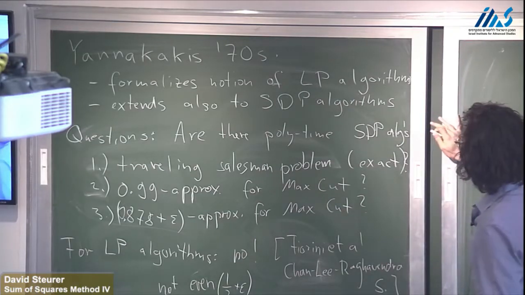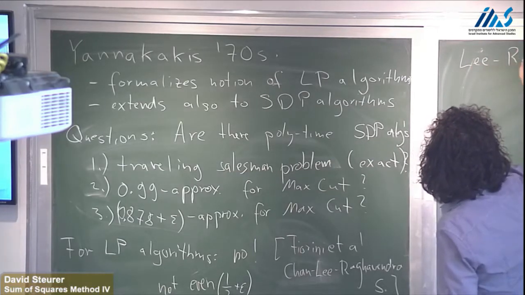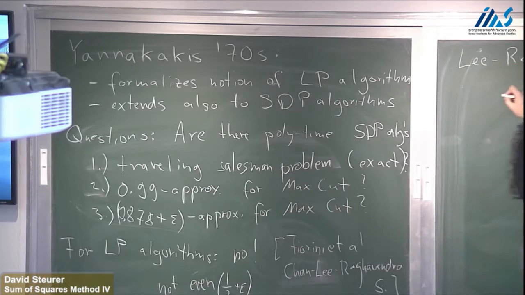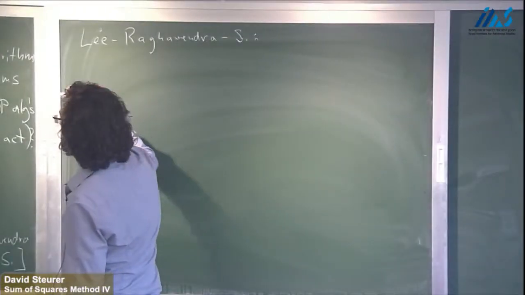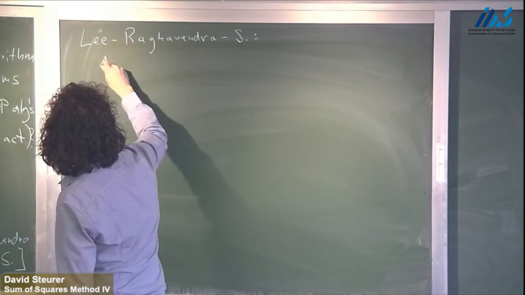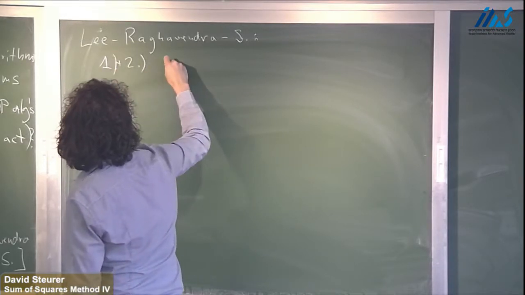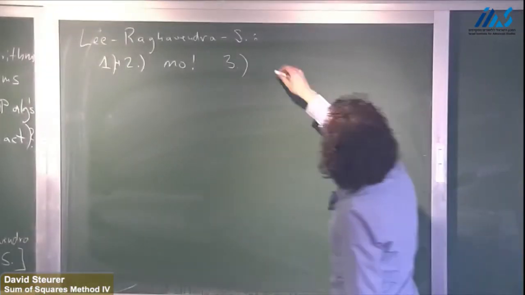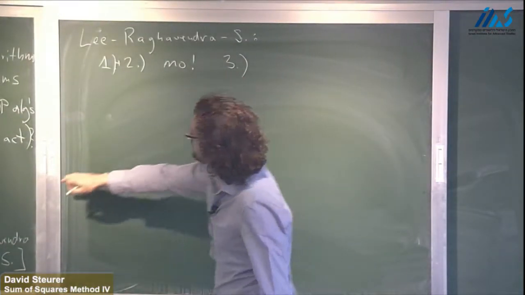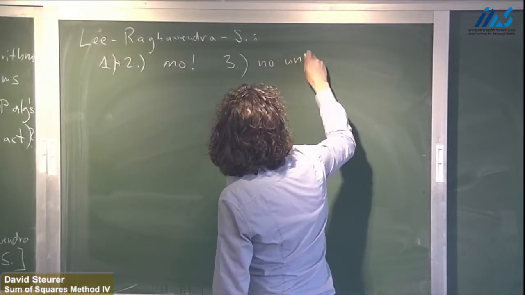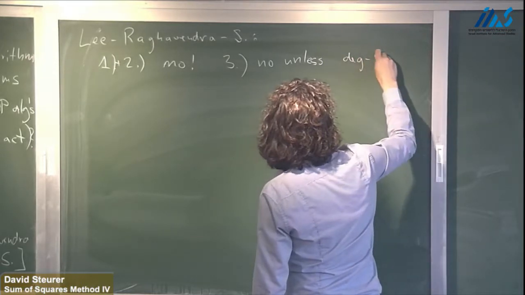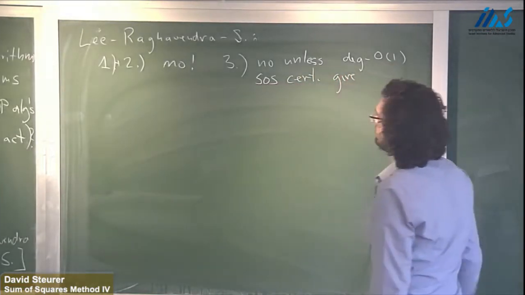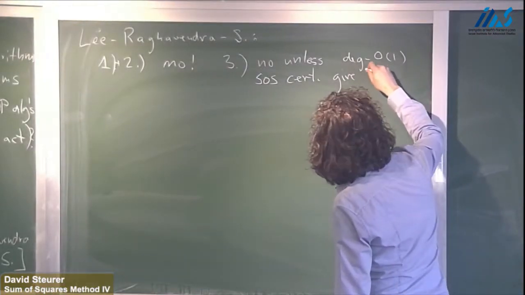And the work that I want to talk about today is by Lee, Raghavendra, and myself. Here we answer the first two questions with no. So for one and two, we show that the answer is no, like you would expect. And for three, the answer is it depends. The answer is no unless constant degree sum of squares certificates give this kind of approximation.